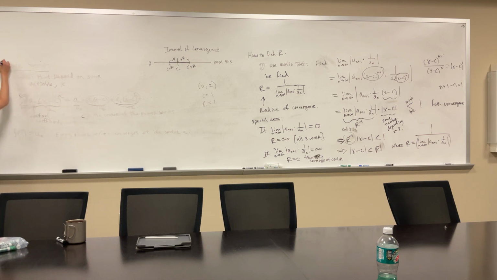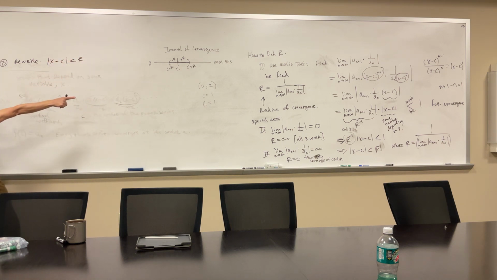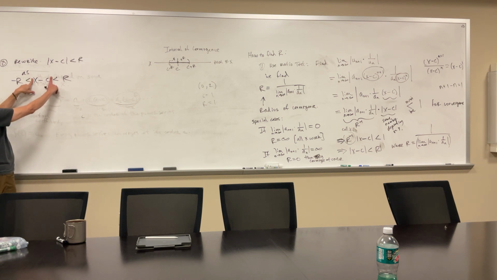So that's step 1. Step 2 is rewrite. So rewrite the absolute value of x minus c less than r. This first step is finding r, which is just a limit. Rewrite this as x minus c is less than r, and greater than minus r. We've done this in the past with an inequality with an absolute value. It just means x minus c is between r and minus r. That's really all it's saying. This quantity is no more than r units away from 0.